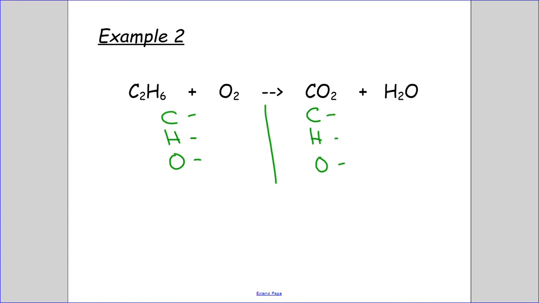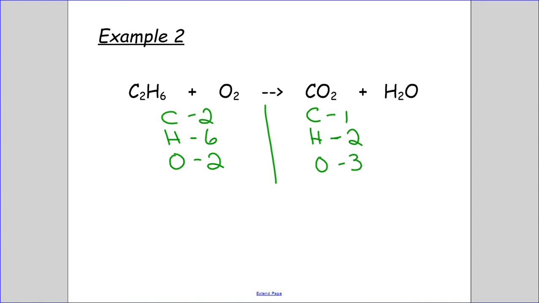So carbon on the left has 2 atoms, hydrogen has 6, oxygen has 2. Carbon on the right side has 1 atom, hydrogen has 2, and oxygen in this case actually has 2 from one and 1 from another one. It has 3 in total.